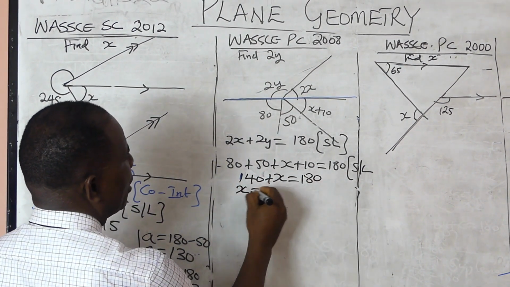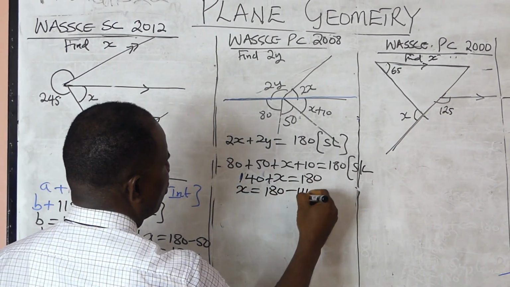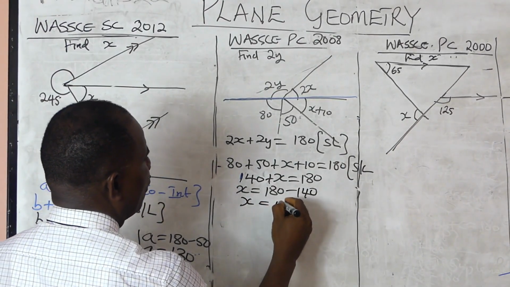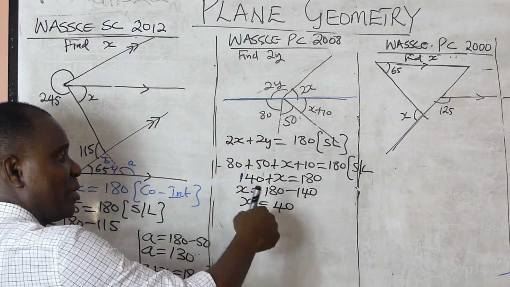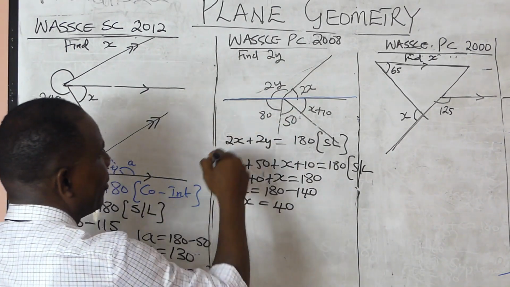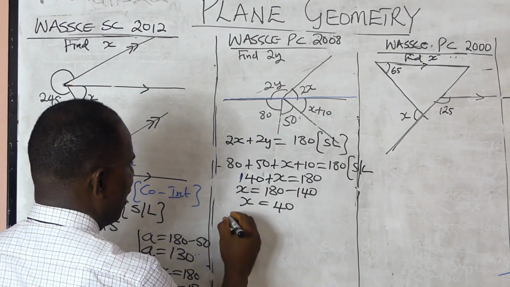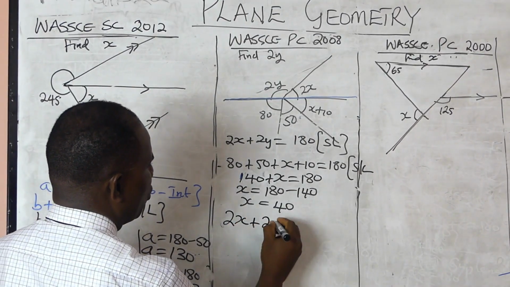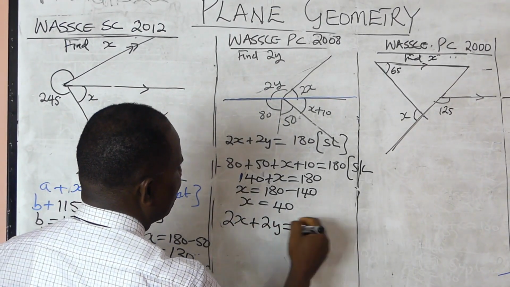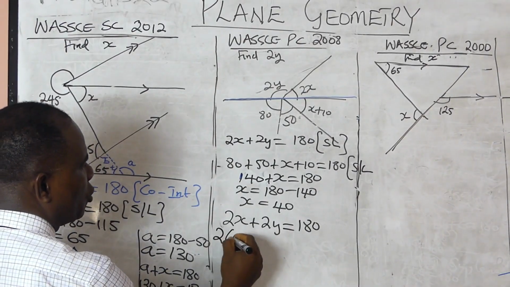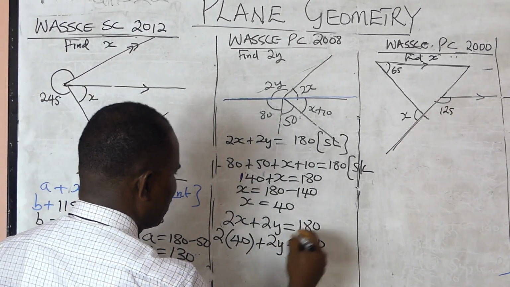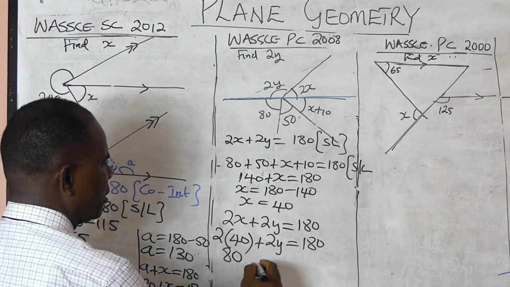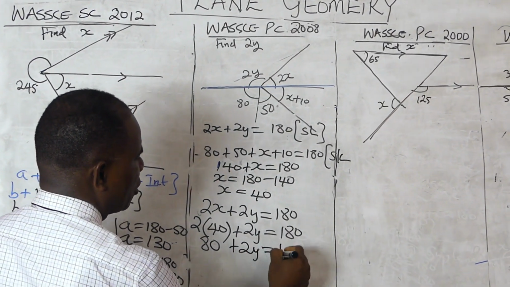So from here we can find x: 180 minus 140, so x is equal to 40. You've got x so far, but the question is not about x, it's about y. So we go and find the y. There's a connection here. We have 2x plus 2y is equal to 180. Now I've got the x, so I substitute for x there, and this gives me 80 plus 2y is equal to 180.